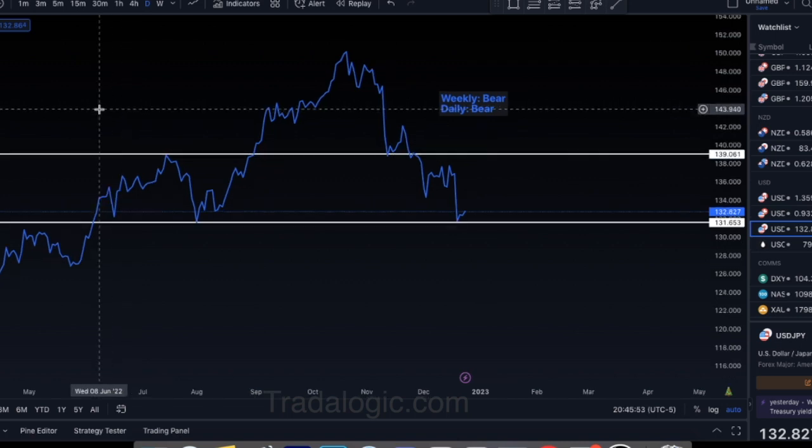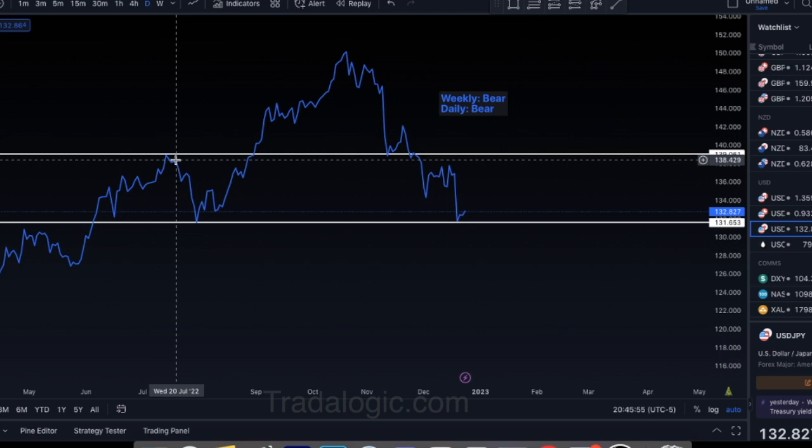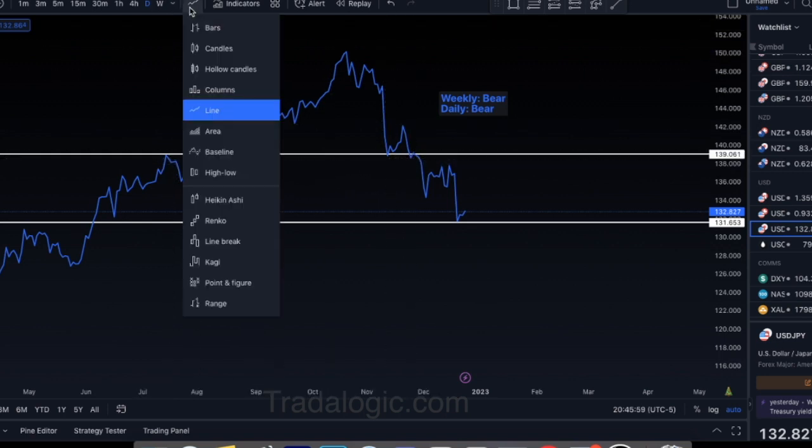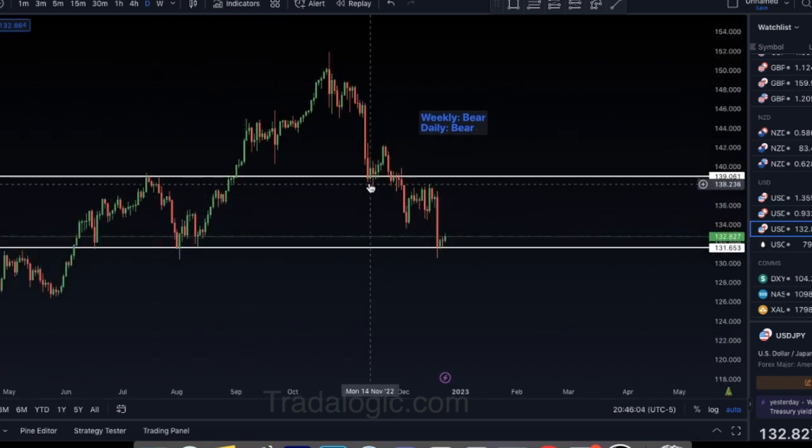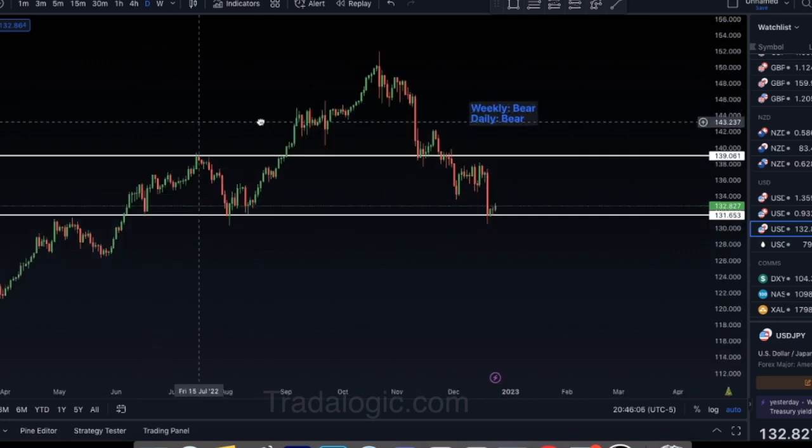Yeah, I would take this one. I'll take this one because it's top right here, it's top right here, it's top right here too. And let's go to the candlestick chart. See, it looks really good. Yeah, it looks so promising.